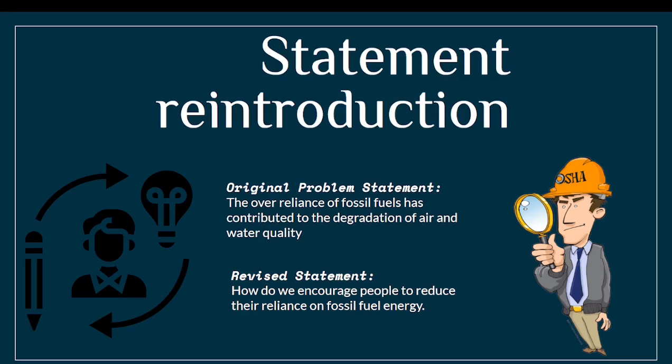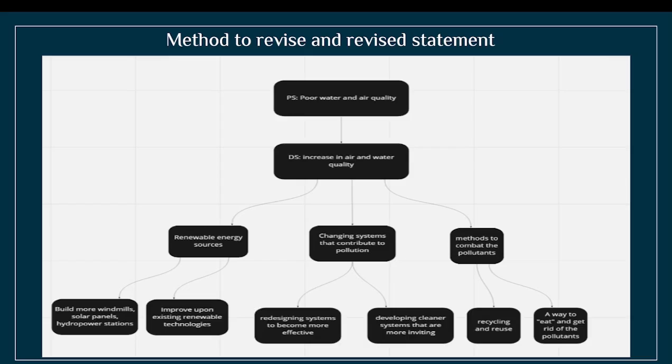The revised problem statement we came up with is how do we encourage people to reduce their reliance on fossil fuels energy? The method that was used for the revised problem statement was the Dunker diagram. The Dunker diagram basically focused on the present state, where then you list the desired state, and then possible pathways to that state, and then possible solutions to those pathways. And it's all like branches.